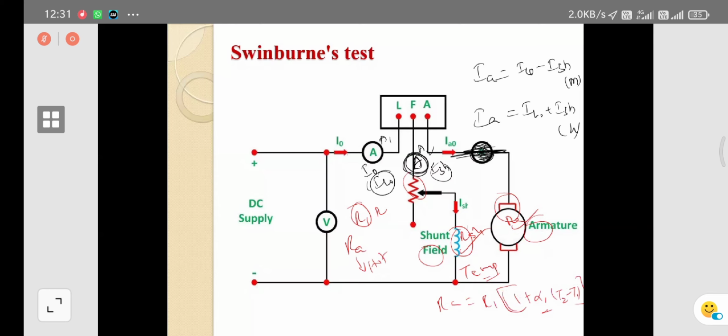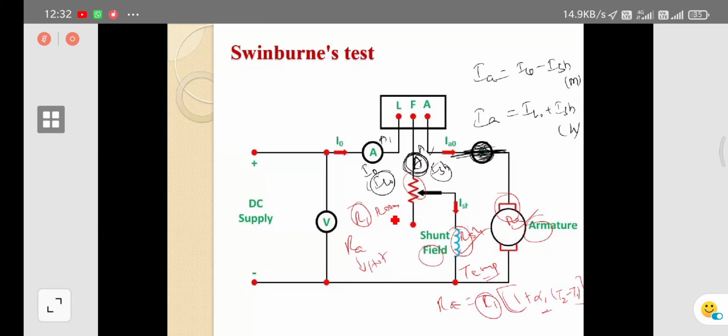For copper at T1. Next, the no-load losses. Here RA is equal to R1, which is the armature resistance at room temperature, and RA is the armature resistance at the hot temperature.